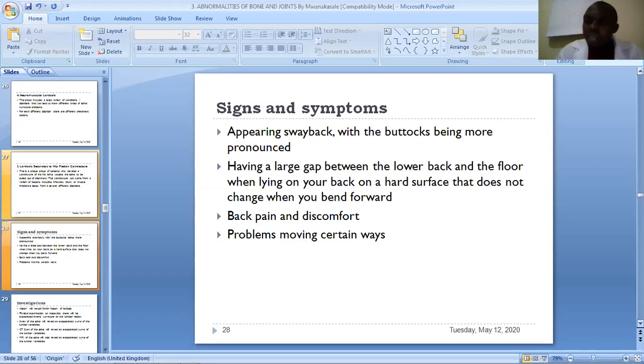If you have the normal lordosis or the normal lordotic curve, when you lie down, the lumbar vertebrae touch the flat hard surface. But if you have lordosis where the curve angle is more than 45 degrees, then we still expect that a hand can be squeezed in between the hard surface where you're lying posteriorly and the lumbar region, because there'll be some space left because of the curve angle, which is more than 45 degrees. Someone can also experience back pain and discomfort. There can be problems with moving certain ways.